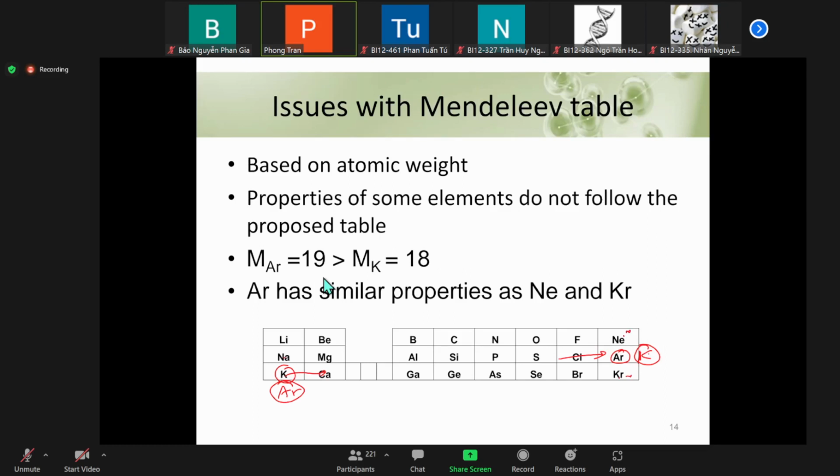So if you put them in increasing mass, this position should be potassium. But we are talking not about the mass of one element, which is a physical character. Here you are interested more in the chemical character. So the chemical properties of argon are close to neon and krypton, and the chemical properties of potassium are very close to sodium and lithium. So basically here you invert the order of the atomic mass. You put the lighter after the heavier one. So in the real table, you put potassium here, but not argon. Okay, so you see there is some exception based on the atomic weight proposed by Mendeleev.